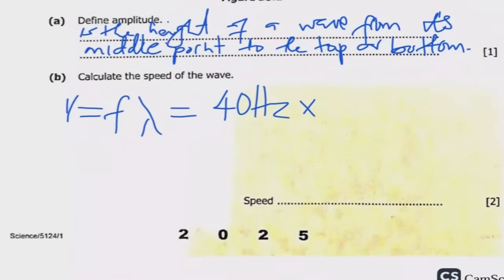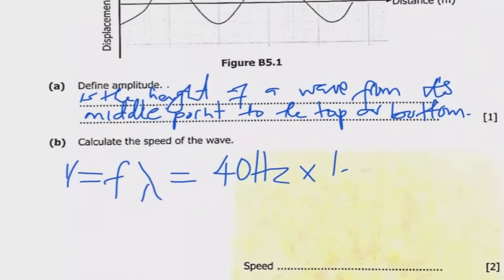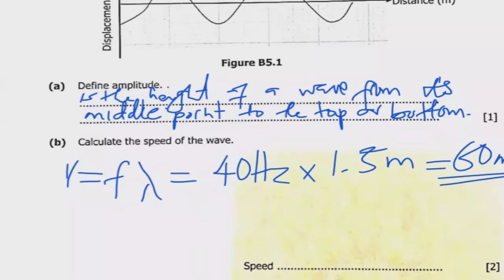Okay, we say times 1.5 meters. Now we evaluate that. When we evaluate that, it will give us 60, that is 60 meters per second, and that is the speed of the wave. So we can write our 60 meters per second here. If you have got questions, ask, but that's how you find the speed of the wave.